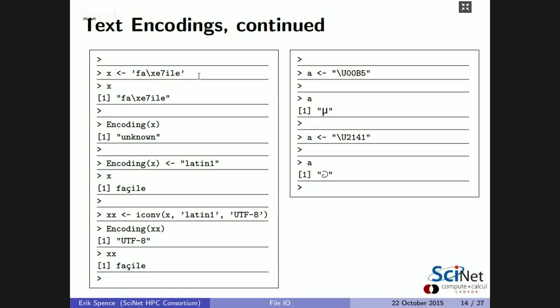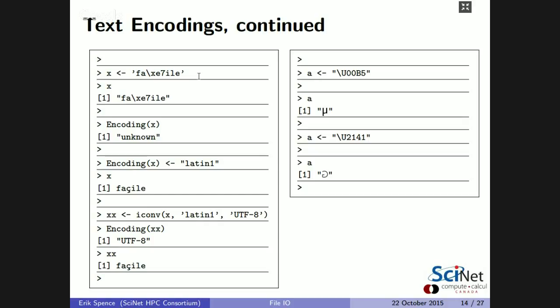iconv is the conversion between one encoding and another. So I could have used that one up here, right? iconv x, go from Latin 1 to UTF-8 and assign it to xx here. If I look at the encoding of xx, I see, yes, indeed, it is UTF-8. Again, UTF-8 is bigger than Latin 1. Latin 1's included in UTF-8. So if I print xx, I'll see I get facile back.